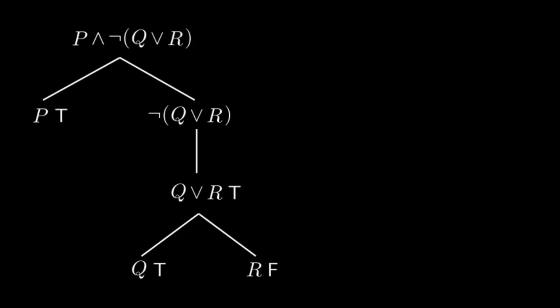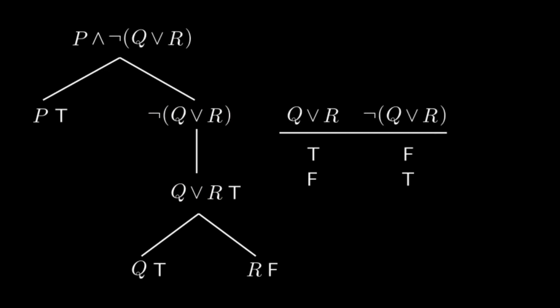We then move on to the negation. Here's the truth table for negation. The negated formula is Q or R, and then you have not Q or R. Note that Q or R is true, and so not Q or R must be false.